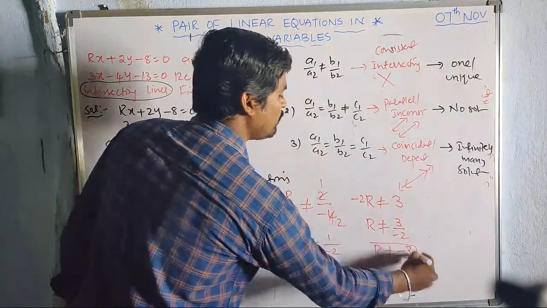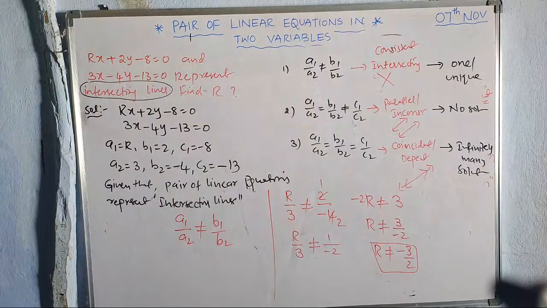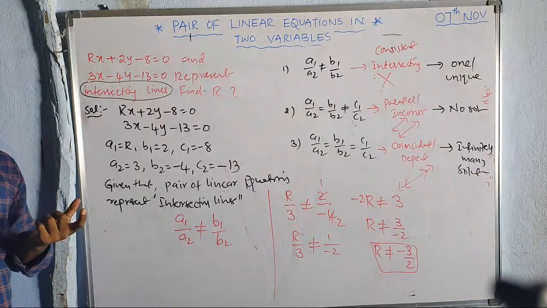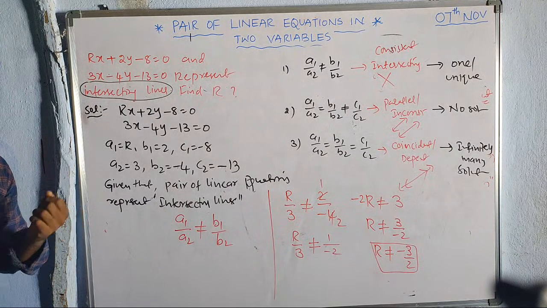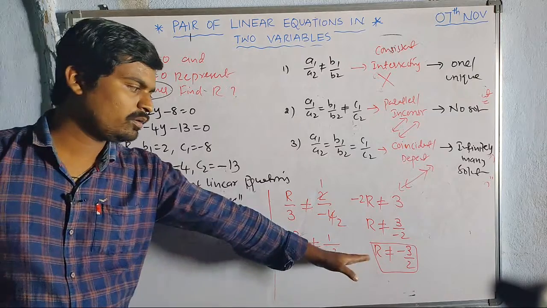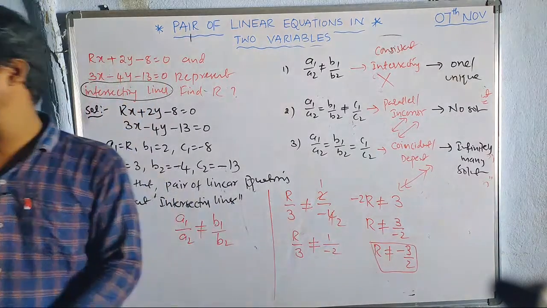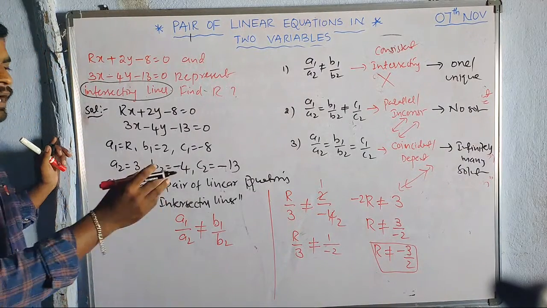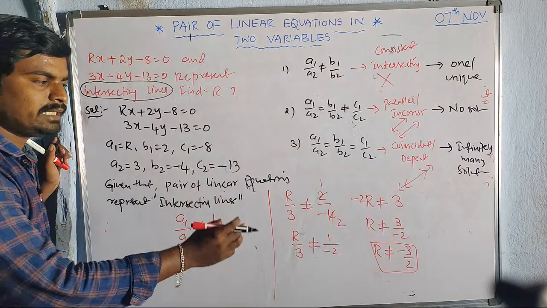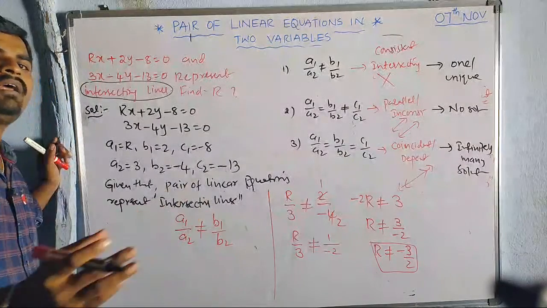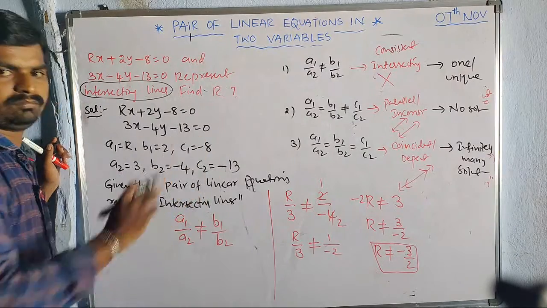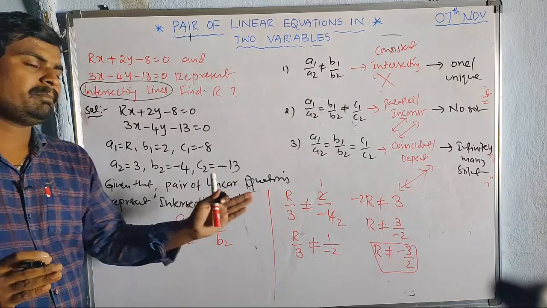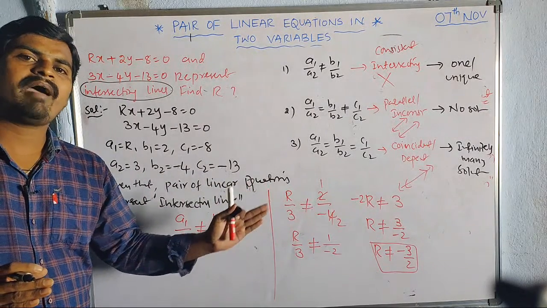So R not equal to minus 3 by 2 means, you know very well, R means what? Coefficient actually. What is the condition for coefficient? A1, A2, B1, B2, C1, C2 are real numbers. But here the R value is not equal to minus 3 by 2. What is the meaning of this? So the required solution we can write in words: except minus 3 by 2, remaining all real numbers are the solutions for R. Except minus 3 by 2, remaining all real numbers are the values of R.